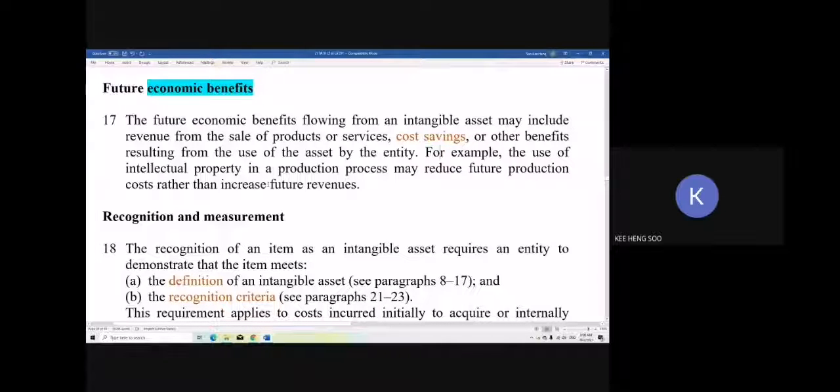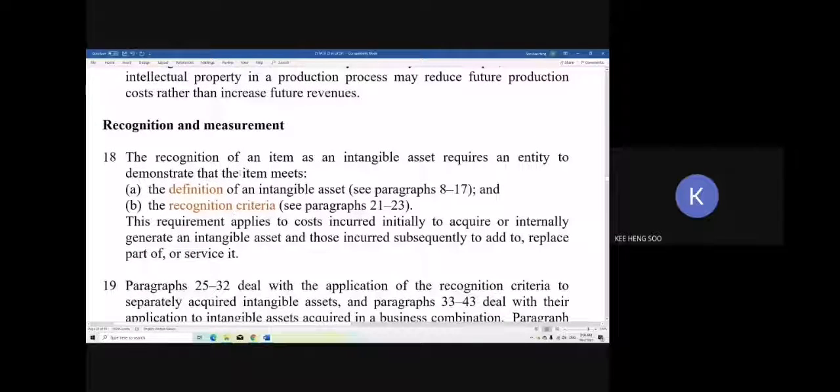Recognition of this intangible asset. Remember, very importantly, you must know that it meets the definition. First thing, meet the definition. In this tutorial, remember one of the questions talking about medicine. This item is identifiable. The name of the product is called Erisol. It meets the definition, and also the recognition criteria.